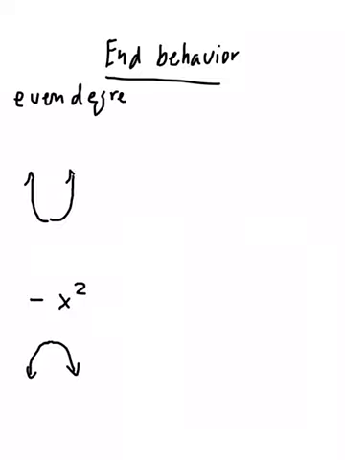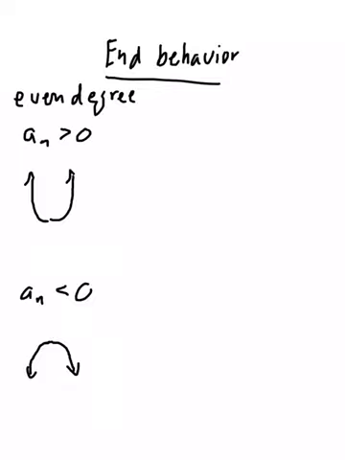So even degree polynomials, the ends are always going to move together. So notice in the upper one, we have both ends moving up. In the bottom one, we have both ends moving down. So if we think about the difference between the two, the leading coefficient on the first one was positive. On the second one, the leading coefficient was negative.